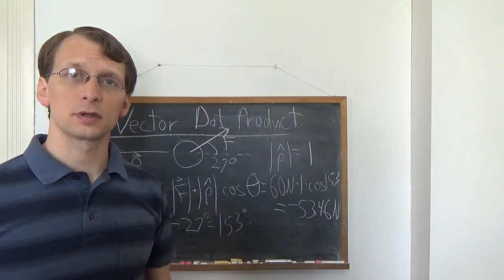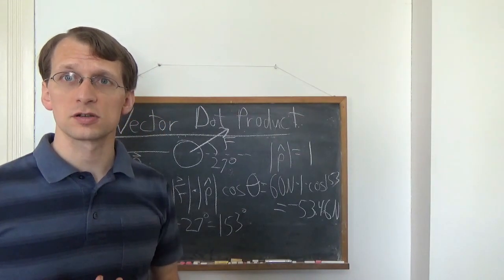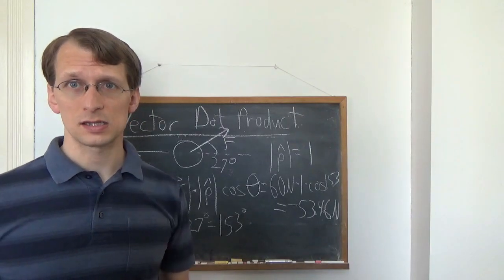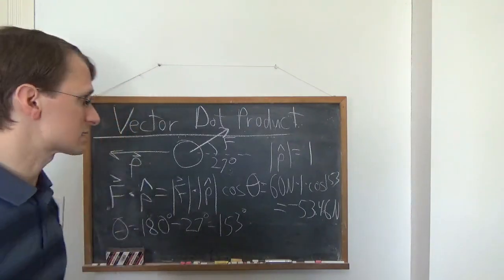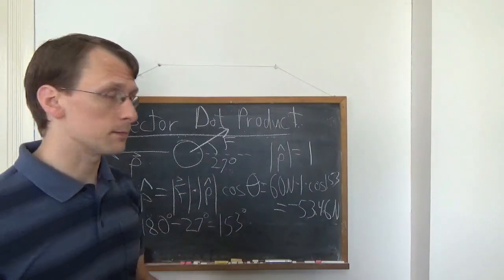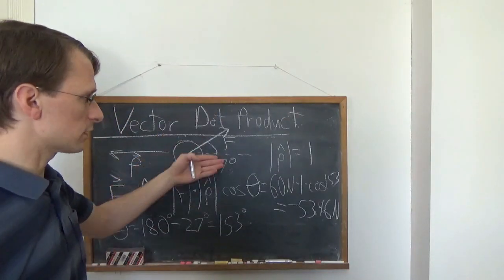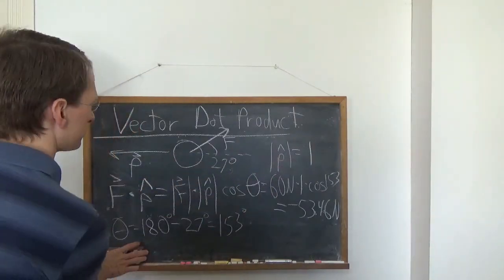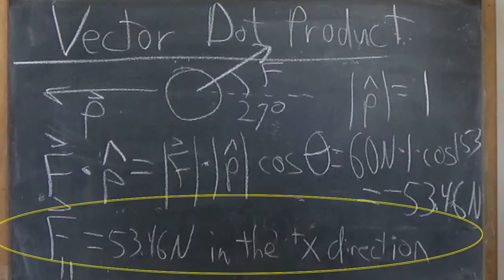And keep in mind that would get us the answer in the direction of p hat. So with the negative there, that means it's in the opposite direction, which makes sense given our diagram, right? Because the parallel force is going to be in the positive x direction. So that means our parallel force is going to be 53.46 newtons in the positive x direction.